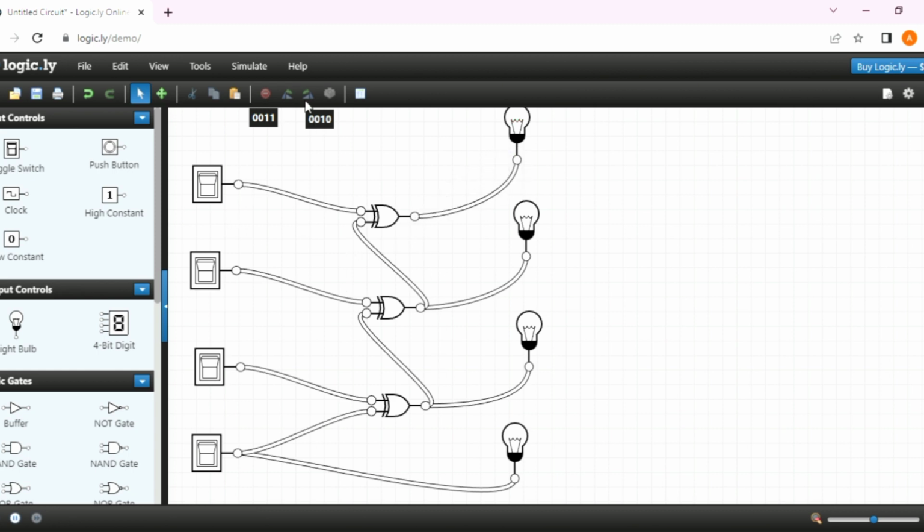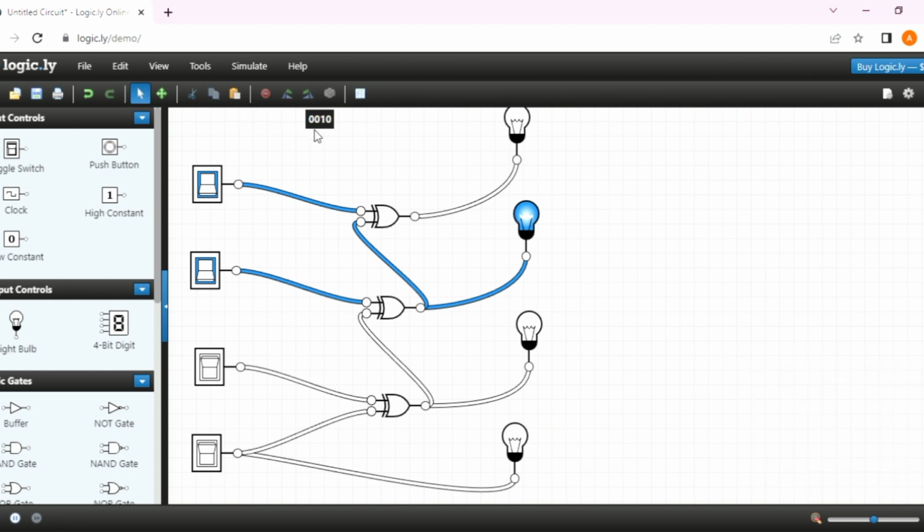So let's verify this gray code to binary code converter. First bit 0, second bit, let's take this from down. First bit 0, second bit 0, third bit 1, fourth bit 1. So the output also should be taken from down. 0 0 1 0. So it is verified.